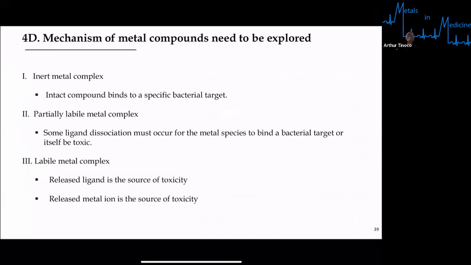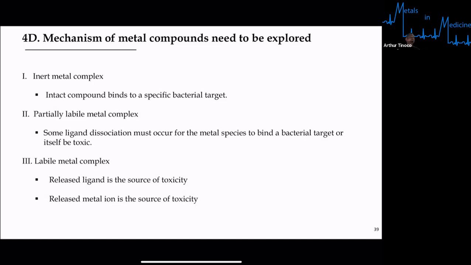All right, so this is not a study where they're trying to understand mechanism, they're just proposing mechanism. They don't do the mechanistic studies. They've reasoned that some of these are inert metal complexes where you have an intact compound binding to a specific bacterial target, so the compound itself is what's serving as a potential active species. But then you also have those that they believe, and this is all based on aqueous speciation of these compounds, are owed to some amount of lability. So partially labile metal compounds.